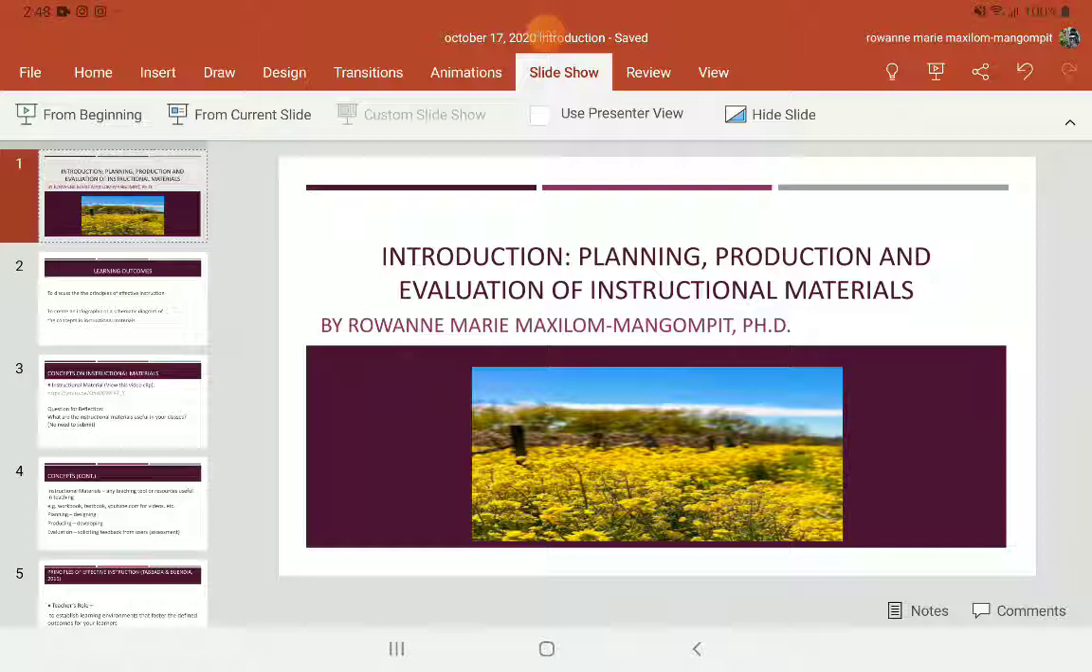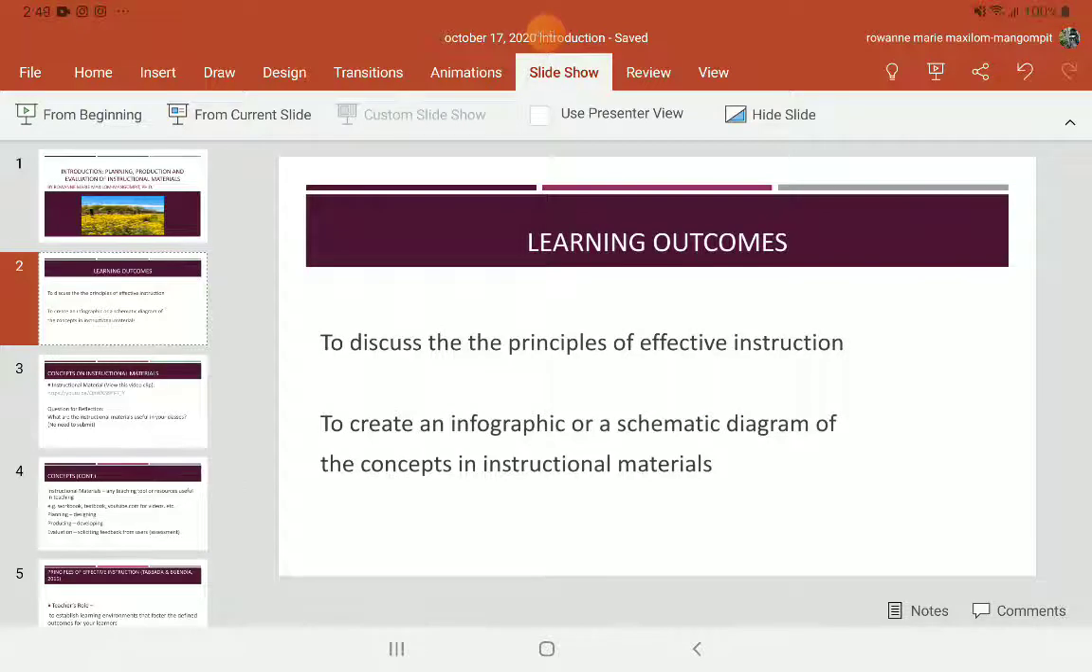Our class is about the introduction. This is your module 1, planning, production, and evaluation of instructional materials. Okay, so we'll focus on the basic concepts. Okay, so let's take a look at the learning outcomes this afternoon.